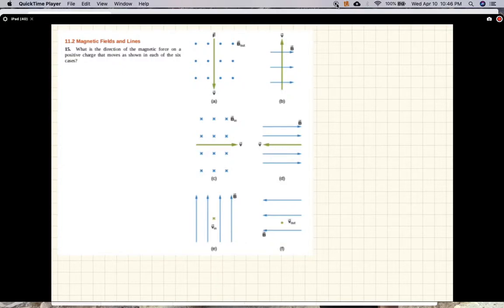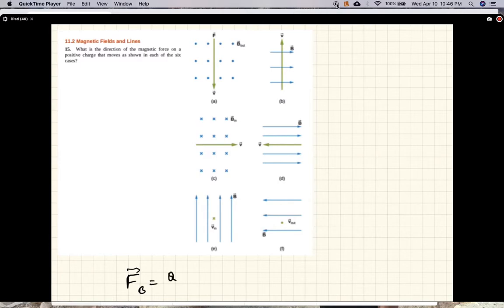Okay, let's look at problem 15 in chapter 11. The question says, what is the direction of the magnetic force on a positive charge that moves as shown in each of the 6 cases? Now, the magnetic force is given by this cross product.